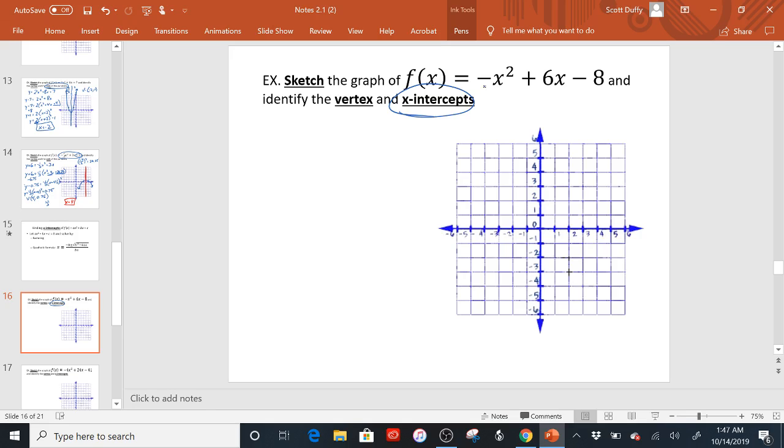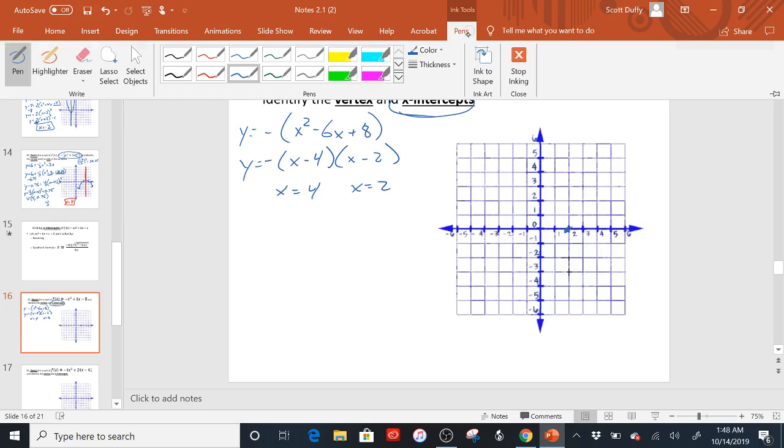And I'm going to factor out the negative first. So y equals negative, that would be x squared minus 6x plus 8. And then I want to factor this out, and it's going to turn into x minus 4 times x minus 2. If you set each of these equal to 0, you have x equals 4 and x equals 2. Those are my two x-intercepts. So I'll put some dots there.